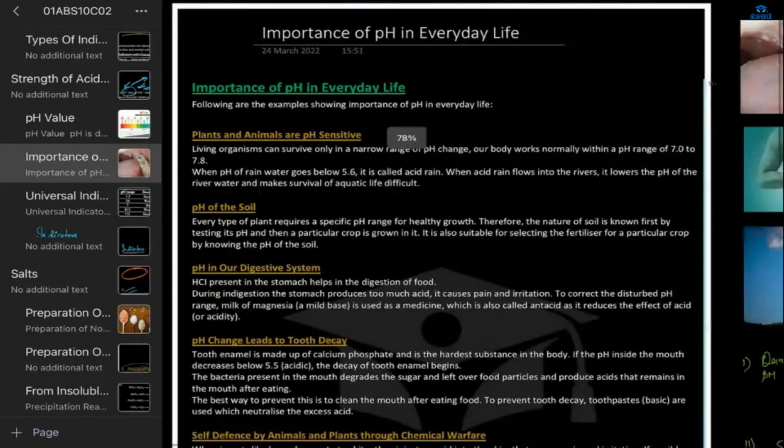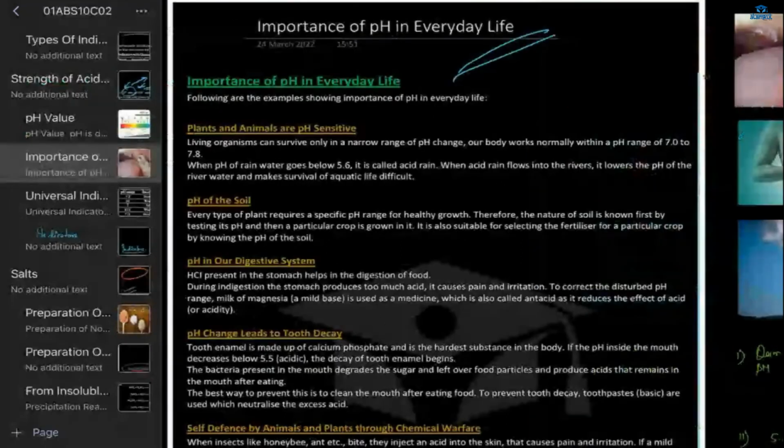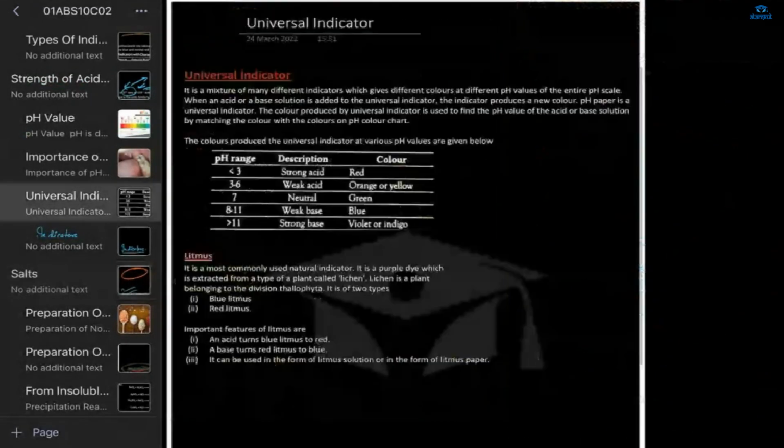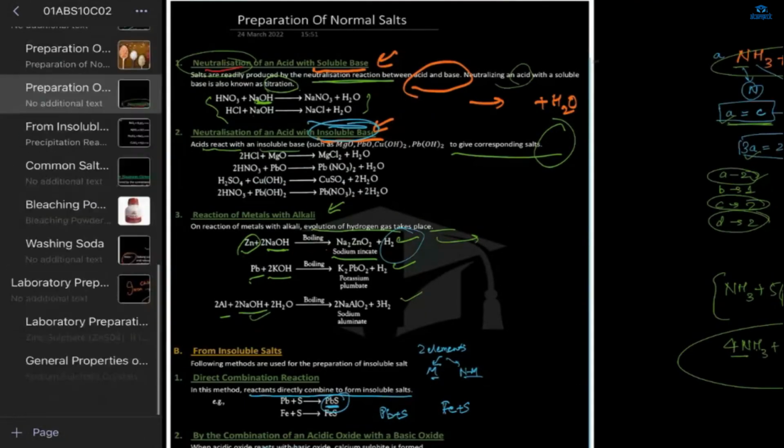From 5:30 you have an assignment class now. So take 3 minutes to rest, and after that you will be assigned. In the next class, we will discuss the importance of pH in everyday life, and then we can start with salts, preparation of salts, and all of these.